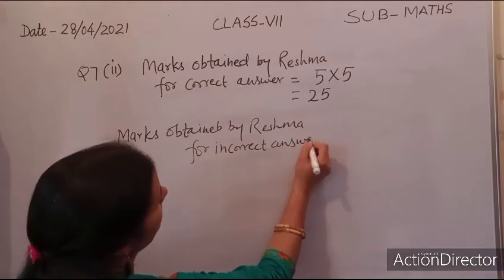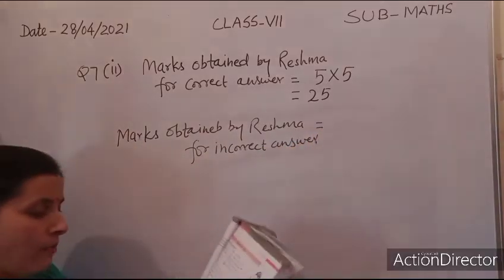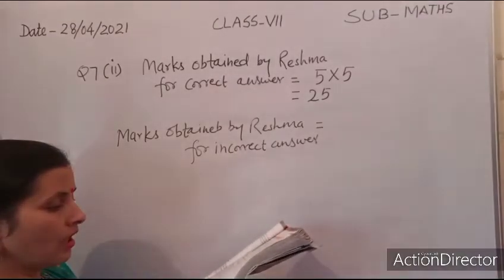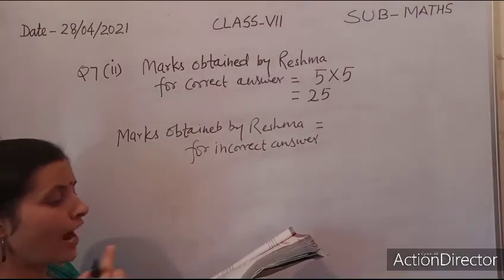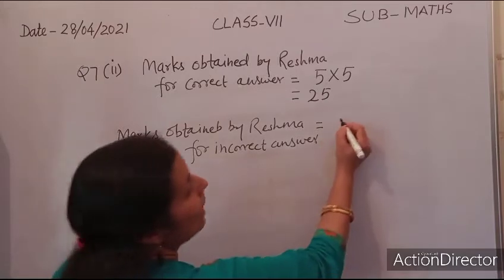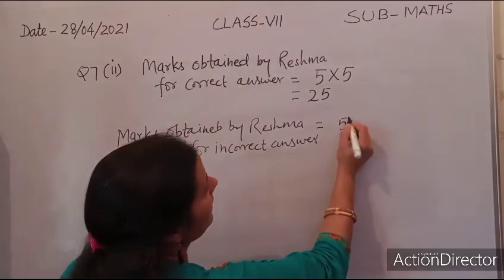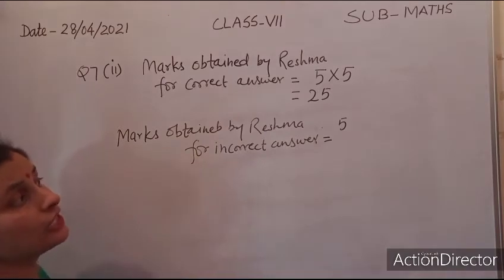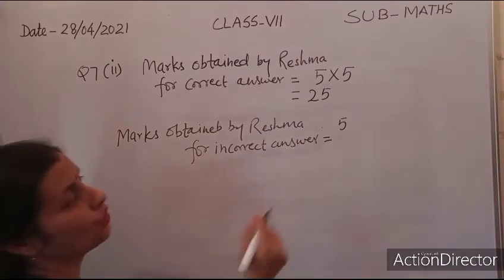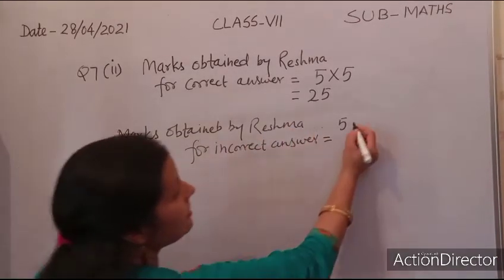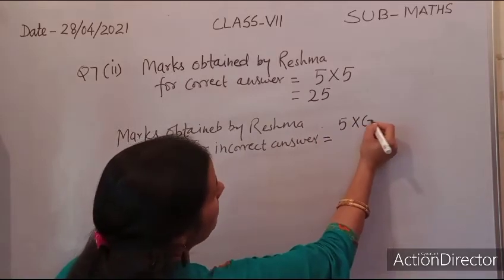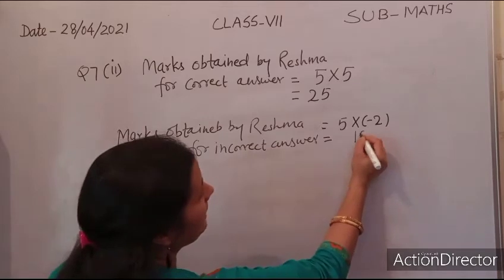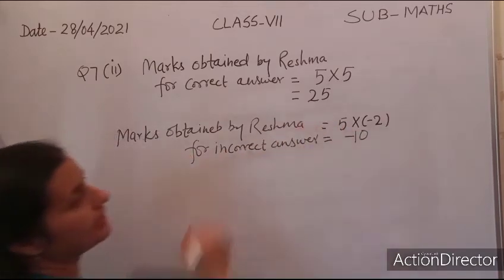Incorrect answer. Okay. Now, how many questions has she done wrong? She has done 5 incorrect answers. For each incorrect answer, the child gets minus 2. So for 5 incorrect answers, 5 multiplied by minus 2. Okay. So, 5 twos are 10. The sign will be minus.